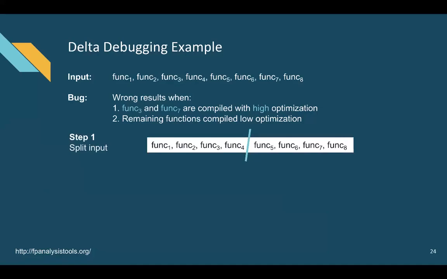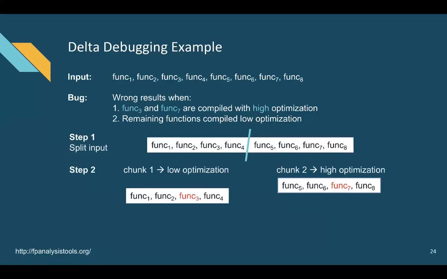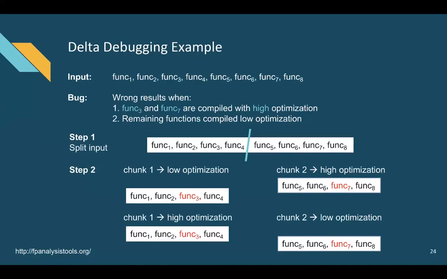In step 1, the algorithm splits the input, in this case the functions, into 2 chunks. Then in step 2, it compiles chunk 1 with low optimization and chunk 2 with high optimization. It does the same for chunk 1 and 2, but in this case, chunk 1 with high optimization and the other one with low optimization. In these 2 cases, the error does not manifest because the bug is caused when function 3 and 7, both of them, are compiled with high optimization. But in these 2 cases, we did not compile both of them with high optimization, so we don't see the problem. So the algorithm doesn't find anything interesting here.